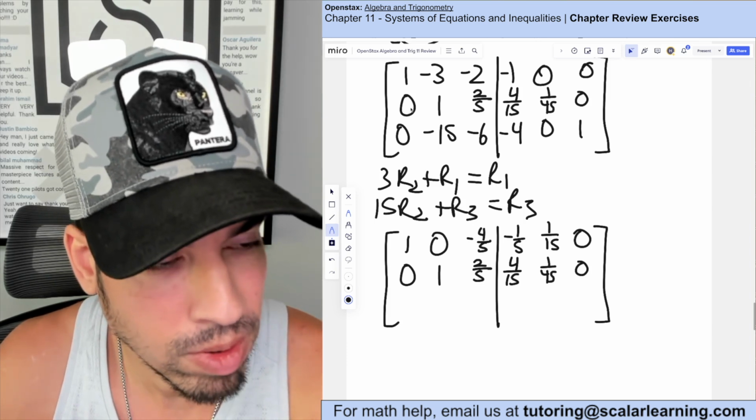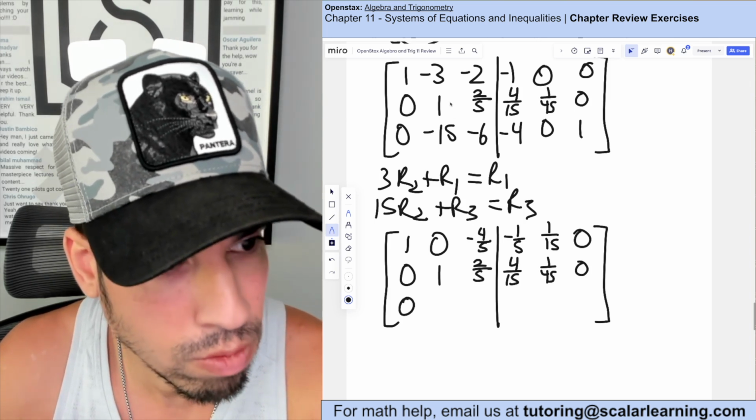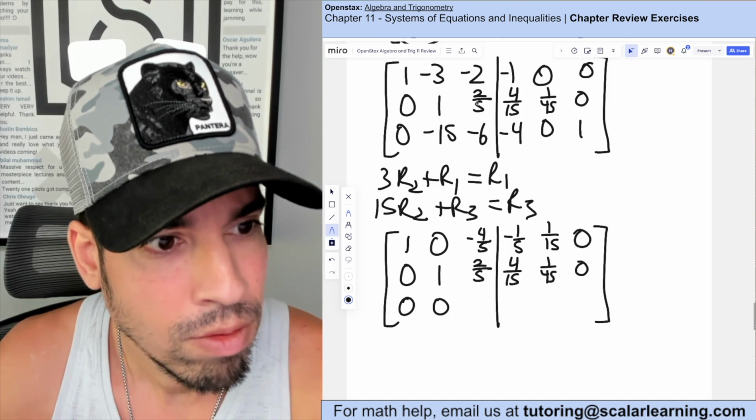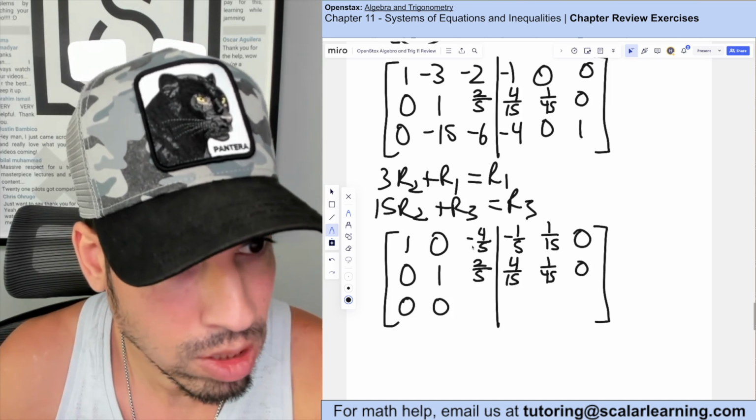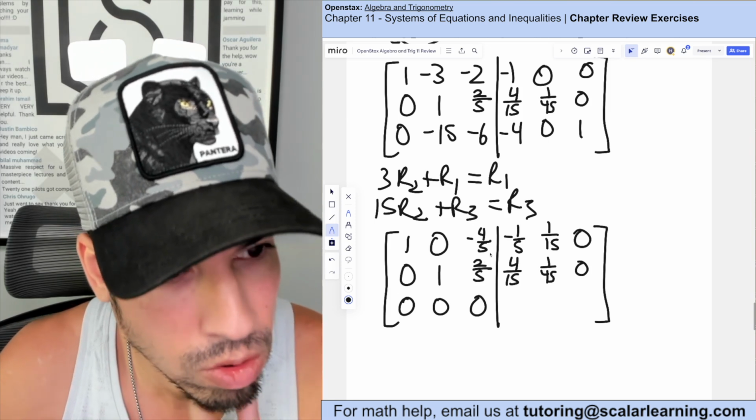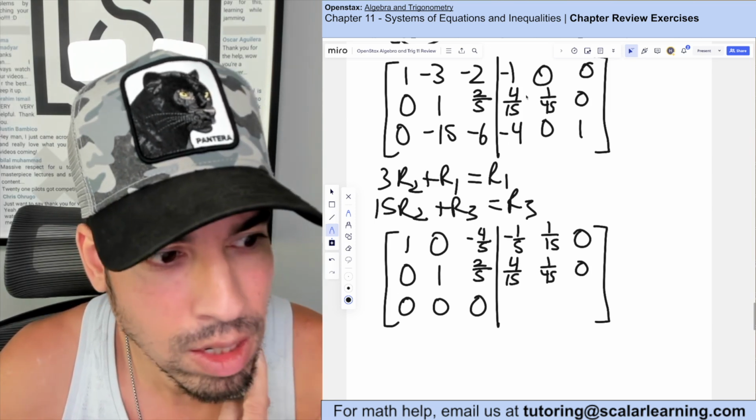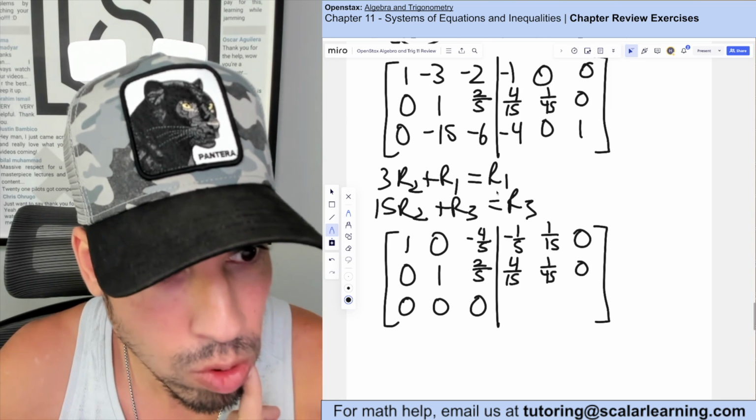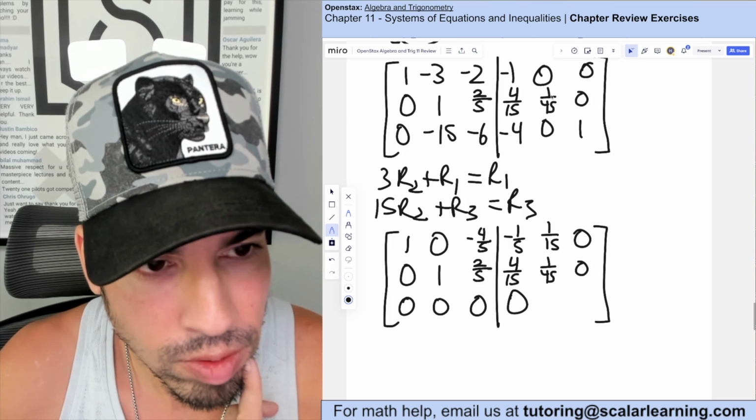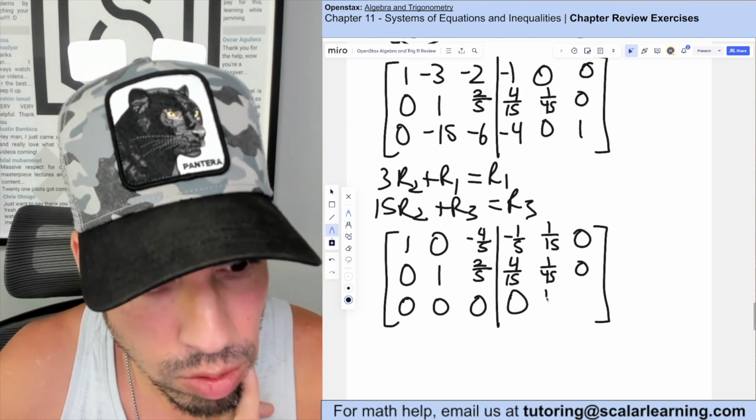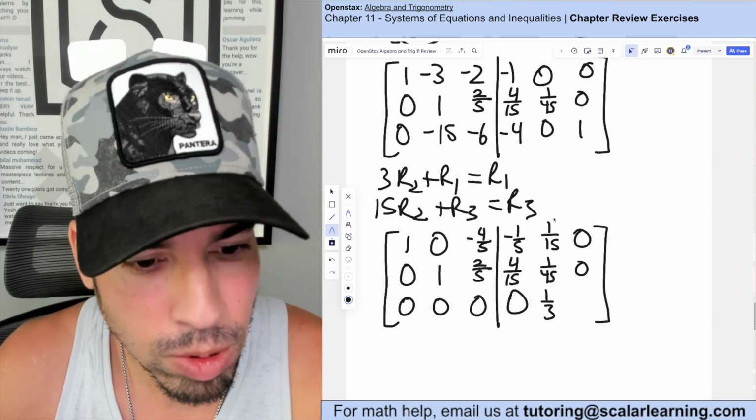Okay, then over here we have 15 times 0 plus 0 is 0. 15 plus negative 15 is 0. 15 times that is going to be, let's see, 30 over 5, which is 6, plus negative 6 is 0, okay? And then we got 15 times that is 4, plus that is 0. 15 times that is 15 over 45, which is 1/3, plus 0 is 1/3. And then 0 plus 1 is 1.